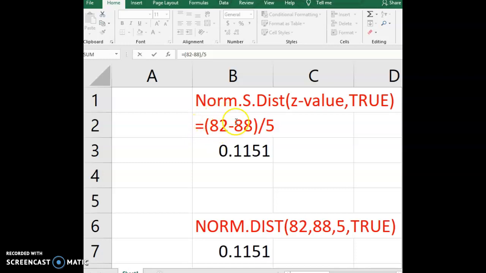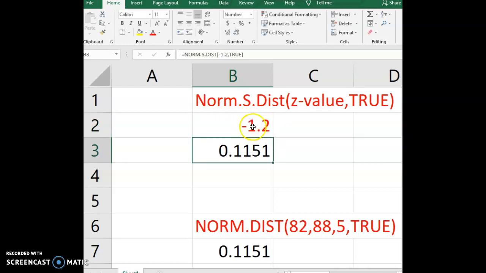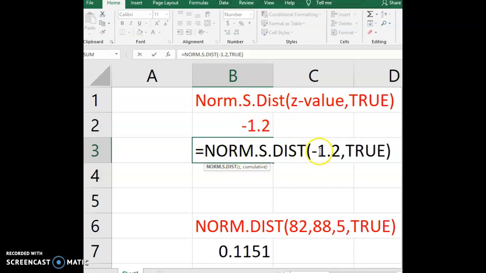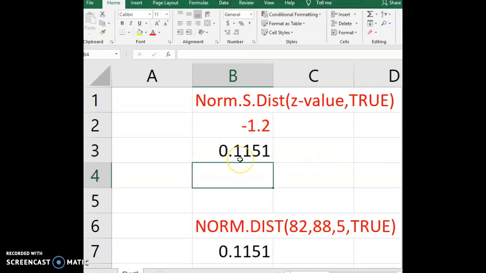So I'm going to take 82, subtract the mean, take that result and divide by the standard deviation. And whatever you get for that z-value result, you plug it into NORM.S.DIST. And when you plug in the z-value, comma, true, it gives you the probability of being at that result, in this case 82, or further to the left.